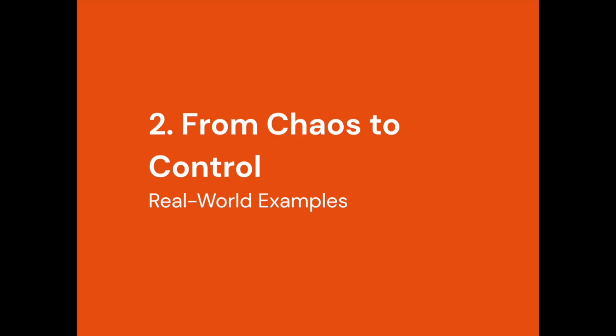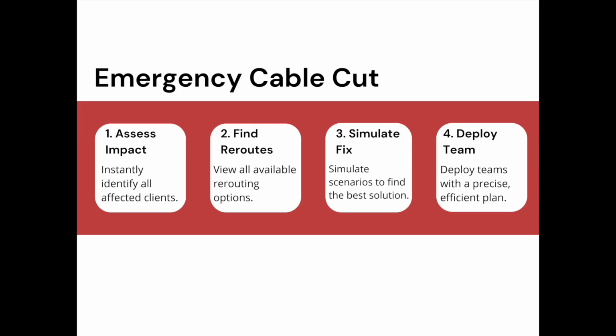Okay, so that sounds great, but what does it actually mean for your day-to-day work? Well, this is where we see the shift from reactive chaos to proactive control. Let's walk through a few real-world situations. The classic nightmare scenario, right? It's Friday afternoon, and you get that call. An excavator just took out a major cable. Without a digital twin, that means panic, but with one, the game completely changes. You instantly identify every single affected client. You simulate different rerouting and repair options right there on the screen. You pick the most efficient one, and you send your teams out with a precise, actionable plan. No more guesswork, just data-driven action.